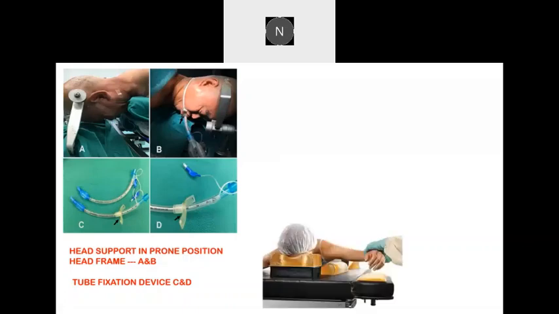This is another method of supporting the head. This is called the jelly bag. It will be soft and it will not cause any pressure effect. So this is the head support in jelly bag.